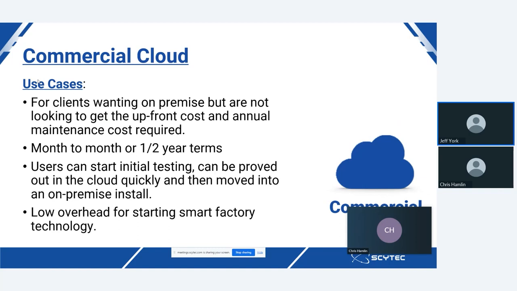What is really nice about commercial cloud is that we offer month-to-month pricing or 1 to 2 year terms that are annually booked. The pricing for machines starts at $47 a machine on our bronze licensing level for the month-to-month option. Internally, we look at this like we want to earn your business every month. We want you to see the value in Scytec Data Exchange.